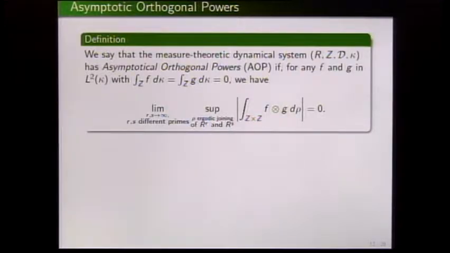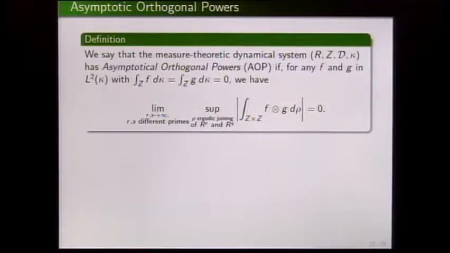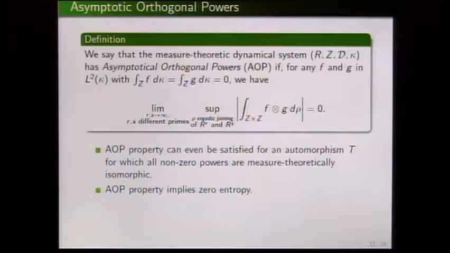So this is pure ergodic theory. We have a measure theoretic dynamical system, and we are talking about the property of asymptotically orthogonal powers of this transformation. What we want to see is that if we fix two functions in L2, with integral 0, then I take powers of this transformation, power r, power s, and we look at all possible joinings. In other words, we look at all possible measures which are invariant under the product of these two transformations and with given projections. And what we want to see is that if r and s are large enough, then this is small.